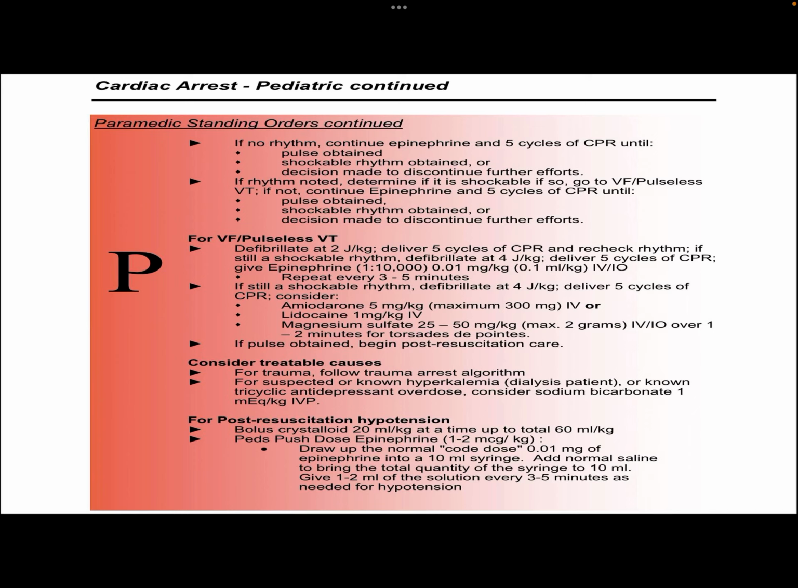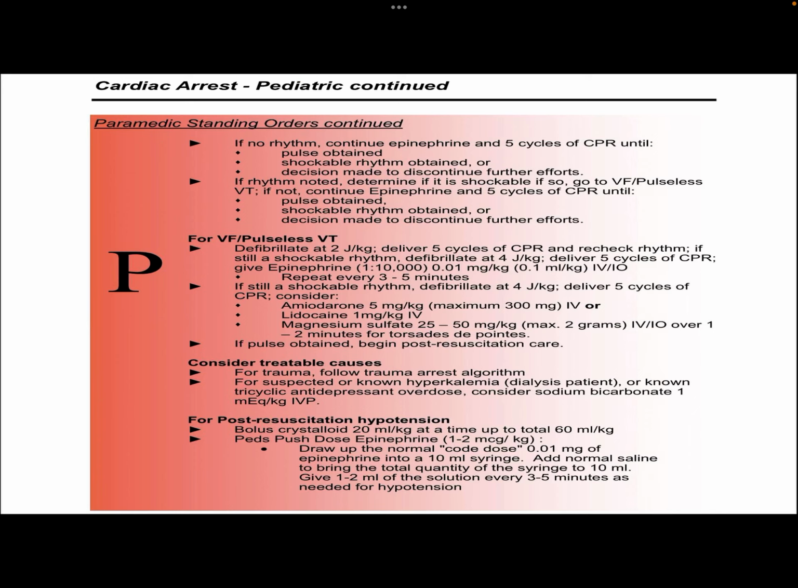Consider treatable causes, so hyperkalemia, hypothermia, anything like that. Treat. It does note that if it's a known tricyclic antidepressant overdose, then you can consider bicarb 1 milliequivalent per kilogram IV push. That also goes for suspected or known hyperkalemia, so a dialysis patient.